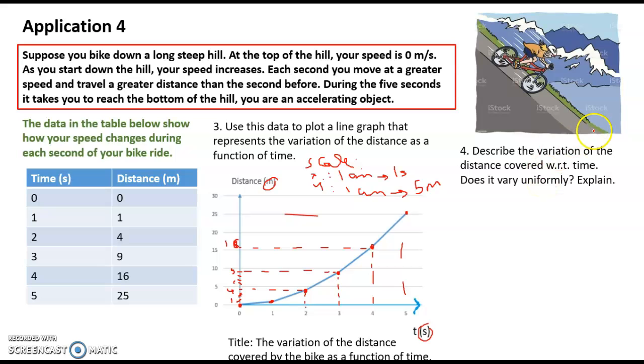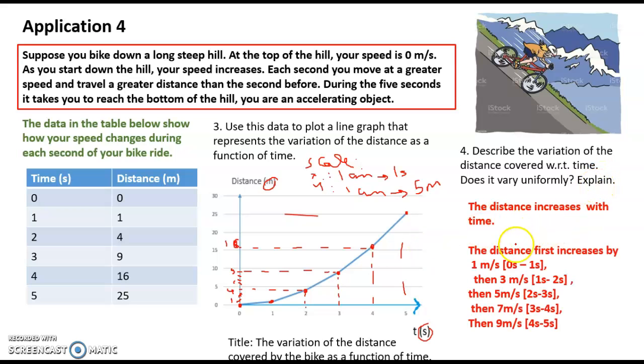Now describe the variation of the distance covered with respect to time. Does it vary uniformly? Explain. The distance increases with time. The distance first increases by 1 meter. Here you can see that it increased by 1 meter during this second, then 3 meters during the next second. Then it increased from 4 to 9 by 5 meters, then 7 meters, and 9 meters per second.